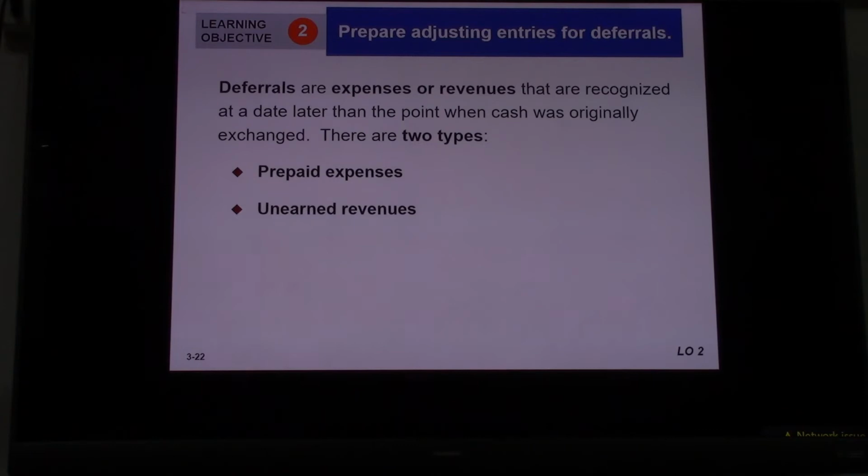Let's now learn how to prepare adjusting entries for deferrals. Deferrals are expenses or revenues that are recognized at a date later than the point when cash was originally exchanged. And as we have stated before, there are two types of deferrals or two types of prepayments. First type, prepaid expenses, and the second type is unearned revenue.